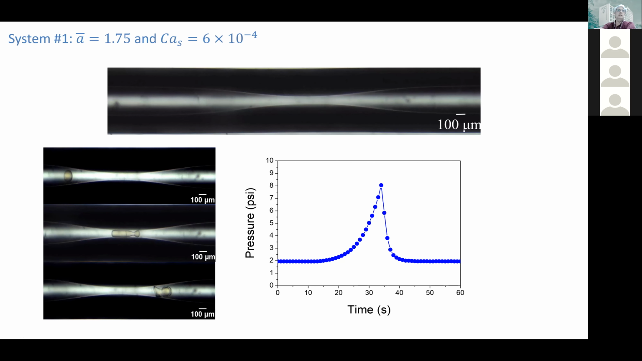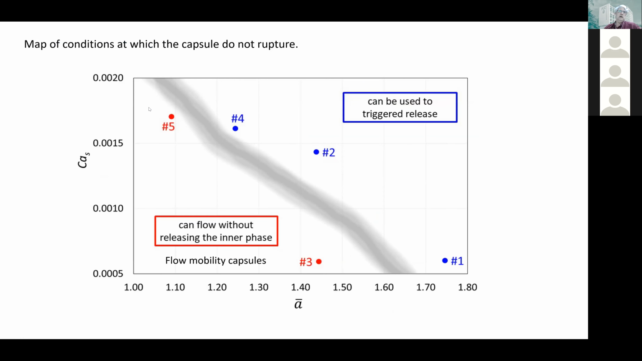So what Bruna did was to map, in this operability parameter space of surface capillary number and size of the capsule, where you can have flow where the capsule does not release its inner content, so the capsule does not burst. So we need to be in this area below this shaded line in order to get the mobility control to work.